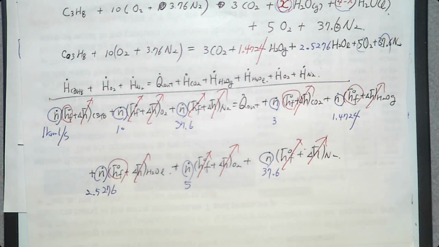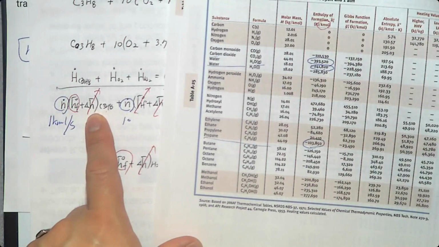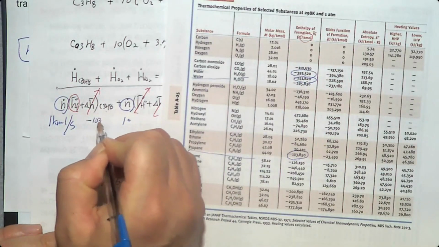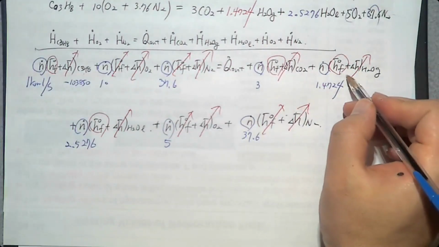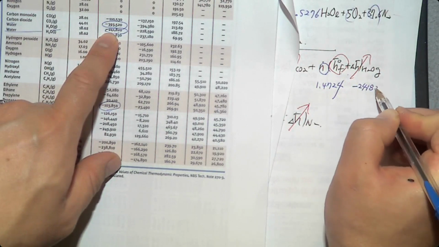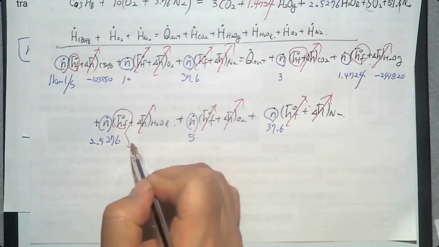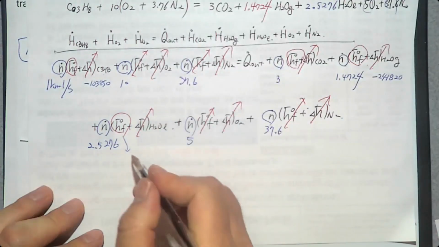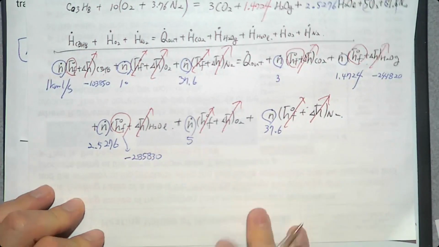This one first. Let's go to table A25. Propane first. Where is propane? Minus 103,850. Water vapor, minus 241,820. Water liquid, minus 285,830. So we have everything.